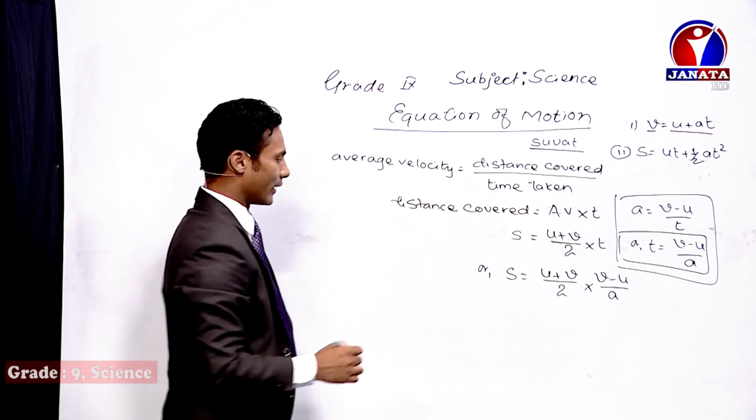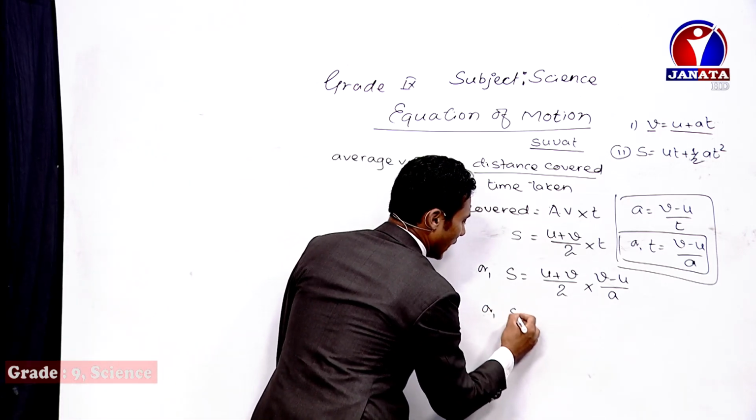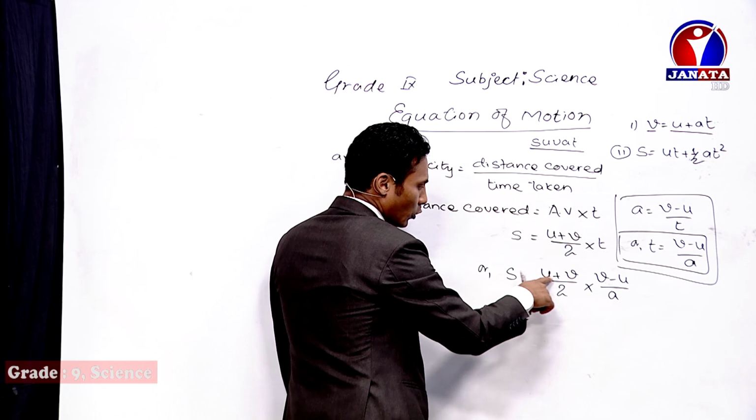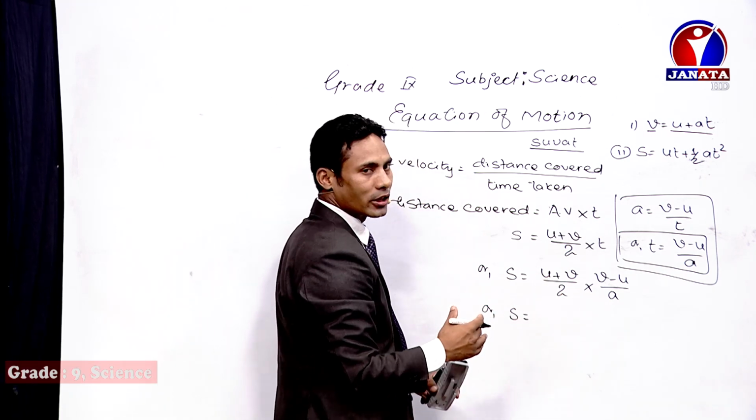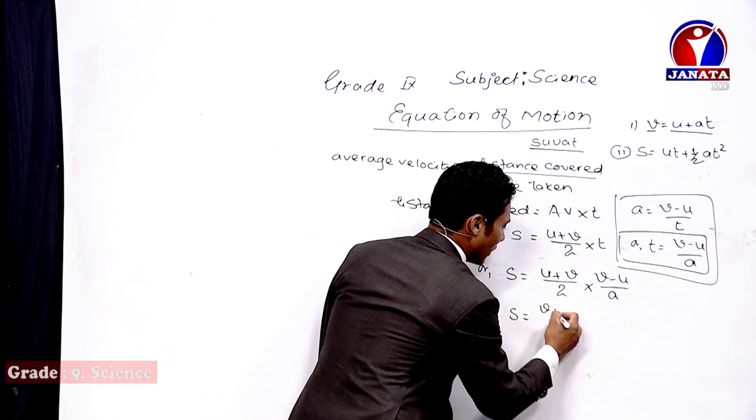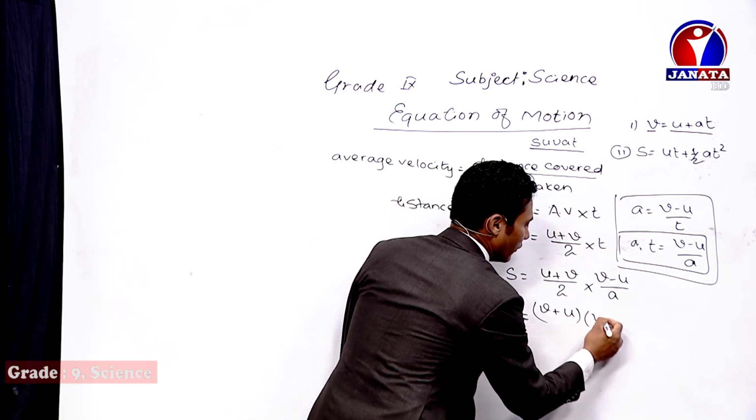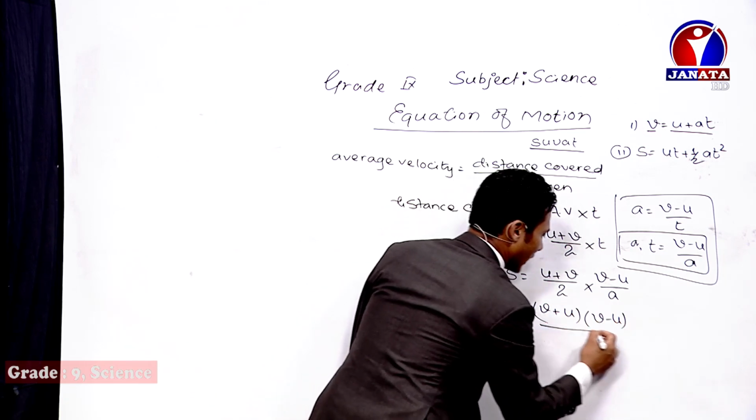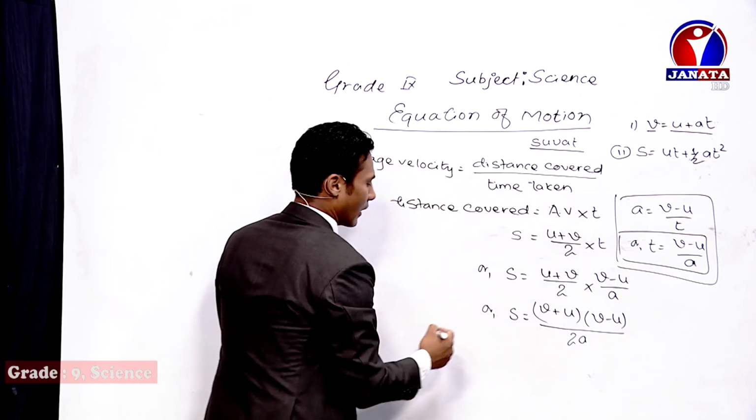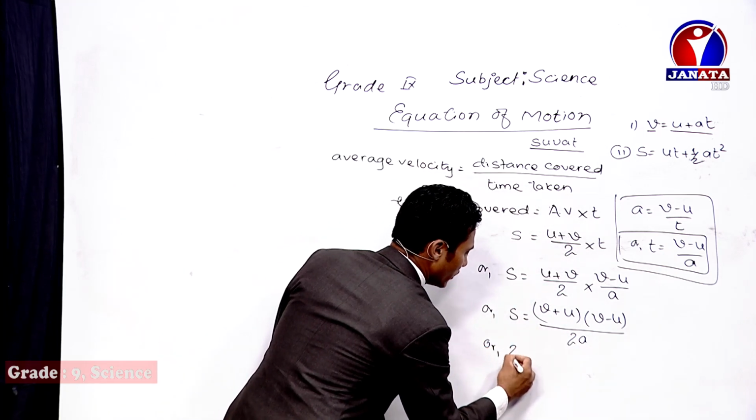Let's simplify this: s equals u plus v, which we can interchange because of the positive sign, that is v plus u, and v minus u, divided by 2 into a, or 2as.